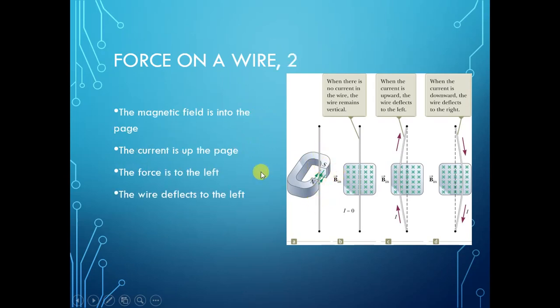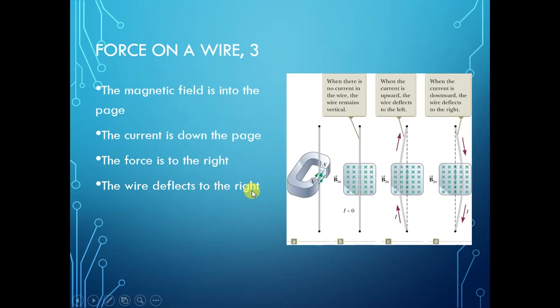When the magnetic field is into the page and the current is up the page, the force is to the left and the wire is deflected to the left. Now see here, the magnetic field is into the page, the current is down the page, the force is to the right and the wire is deflected to the right.